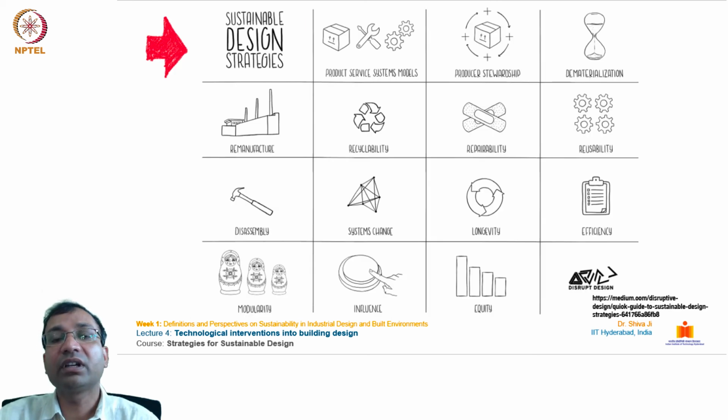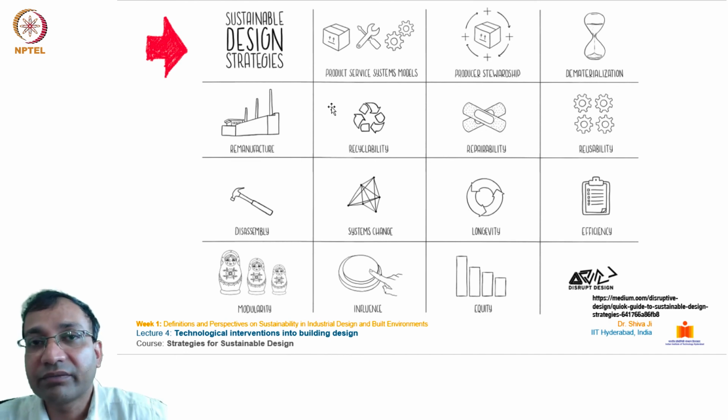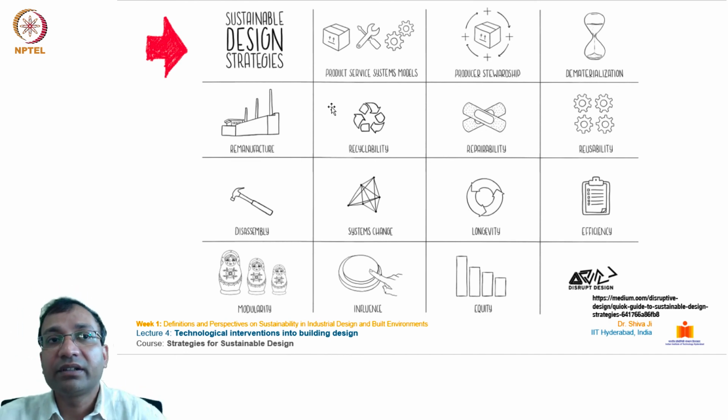Adopting the strategy for sustainable design, you can see over here: designing for product service system models which we have discussed in the lens chapter, designing for producer stewardship, designing for dematerialization, how to minimize the consumption of the material or components, designing for remanufacturing, recyclability, repairability, reusability, disassembly, system change, longevity, efficiency, modularity, influence, and equity.